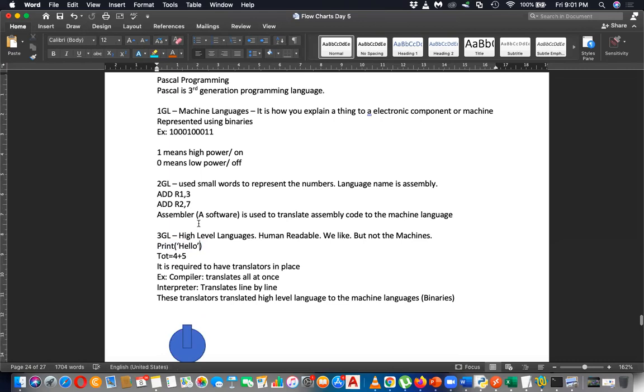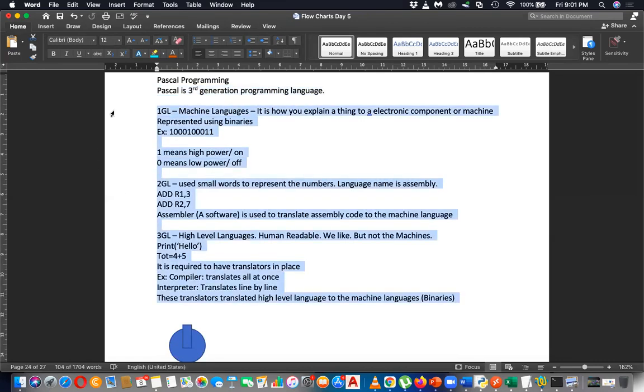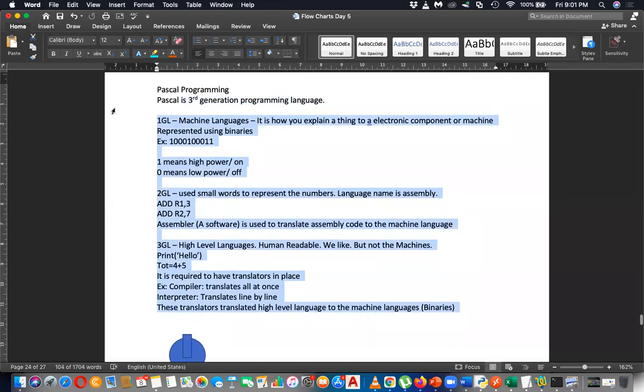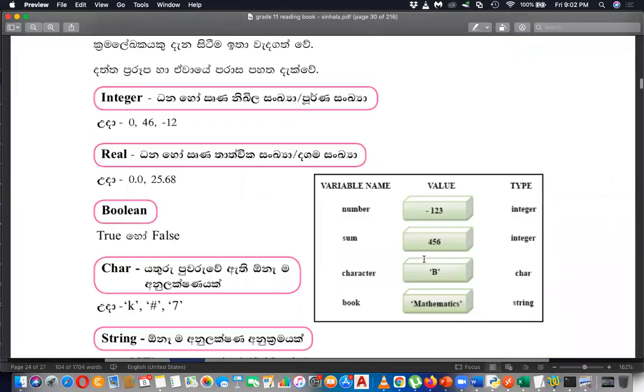So you should know this story because Pascal is a third generation programming language. But before that, you should know this big picture or the history. So please write this down in your book before learning the Pascal program, because it's not there in your book. They have also assumed that you know this.